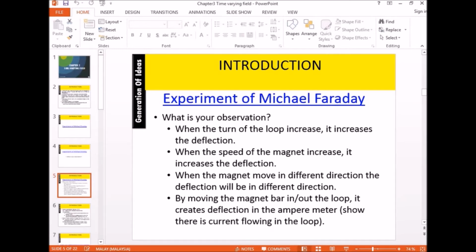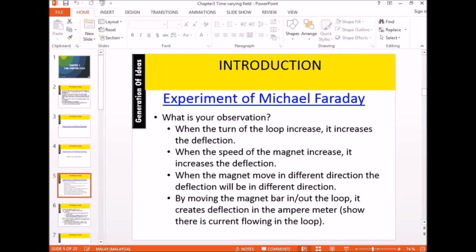And when the speed of the magnet increases, when you slowly put in the magnet and when you put in the magnet very quickly, what's the difference? It increases the deflection. Am I right? And when the magnet moves in different directions, the deflection will be in a different direction. What does it mean when the deflection is in a different direction? Current flows in the other direction.